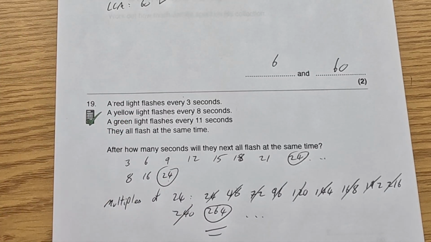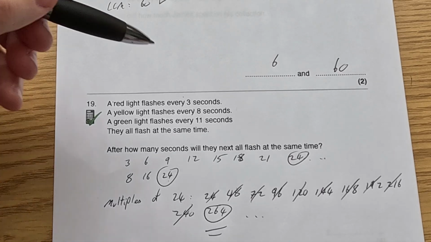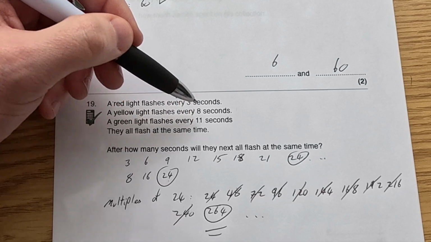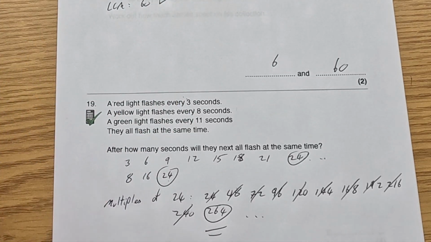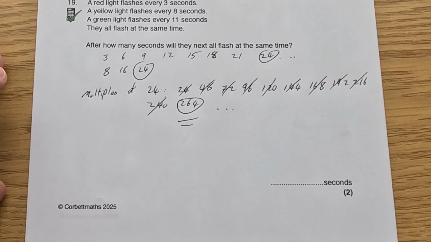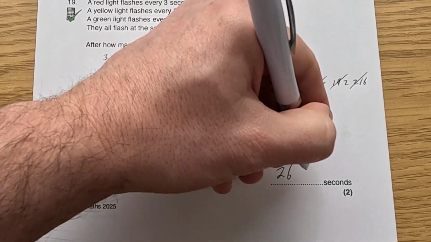Now, in terms of this question, I probably would use what we call a Venn diagram. And if I was doing that, I would realize that I could just do 3 times 8 times 11, looking at the Venn diagram for that question. But that's how I would do it if I hadn't encountered that Venn diagram on the product of primes. And that's it. So the answer is they would flash again all at the same time after 264 seconds.